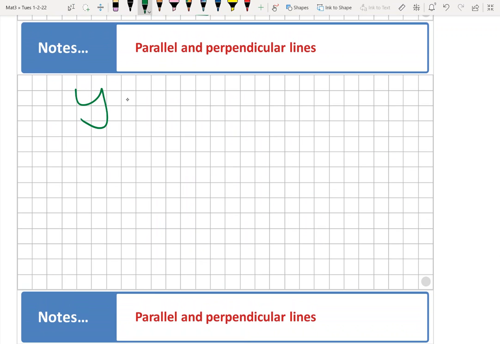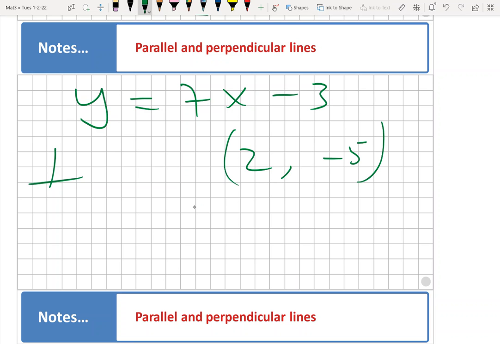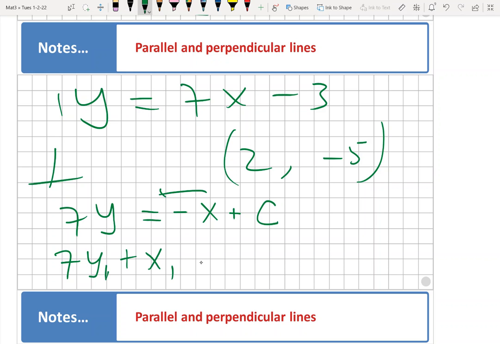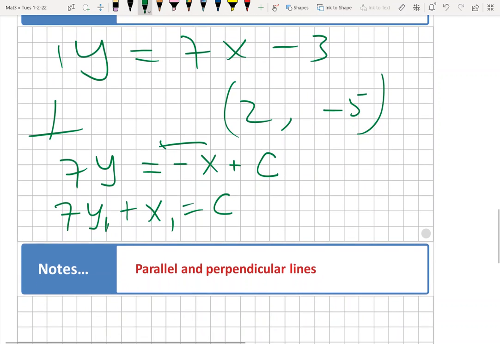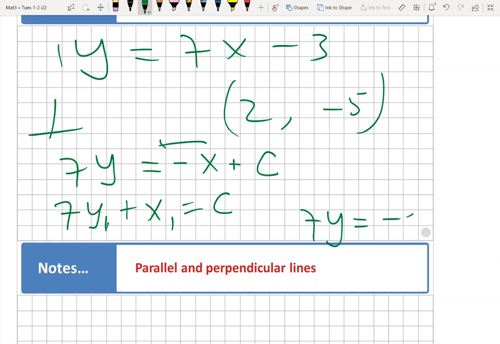But let me do one now that I have the space here. So if y was equal to 7x minus 3, and you're looking for a perpendicular line through 2, minus 5, you would go, okay, pop the 7 in front of y, pop the positive 1 in as a minus 1 in front of x, and determine a constant. So 7 times y1, plus x1, because it's popping across, is your c. Negative 35 plus 2 is negative 33. Okay, and then you've got your answer. Your perpendicular line looks like this.